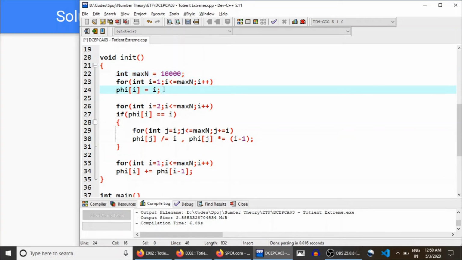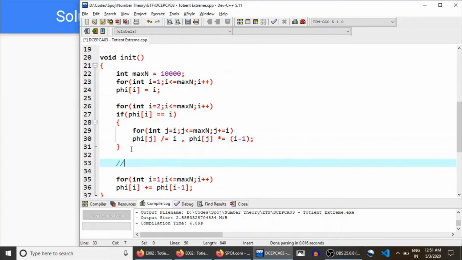We are initializing all of phi to be i. This is nothing but using a sieve to generate all of phi. I've already explained how we do it, so I'm not going into much detail. So what we do, we run a loop from 2 to max n, which is 10 to the power 4 by the way, and if phi of i is equal to i, which means i is a prime number, then for all multiples j of i, we divide phi of j by i and multiply phi of j by i minus 1. I have already explained all of this. So finally, after running all of this loop, phi of i contains, of course, phi of i, right?